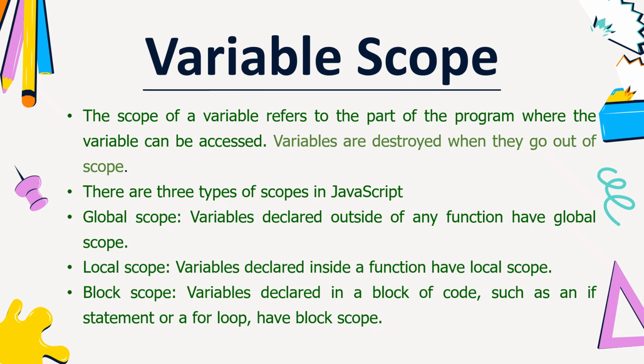Variable scope. The scope of a variable refers to the part of the program where the variable can be accessed. Variables are destroyed when they go out of scope. There are three types: global scope, local scope, block scope. Global scope: variables declared outside of a function have global scope. Local scope: variables declared inside a function have local scope. Block scope: variables declared in a block of code, such as an if statement or a loop, have block scope. Now let us see a few examples.